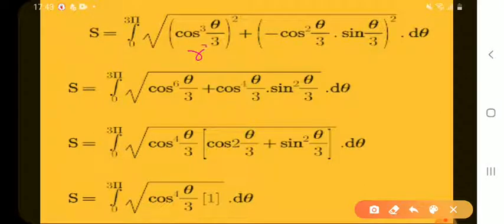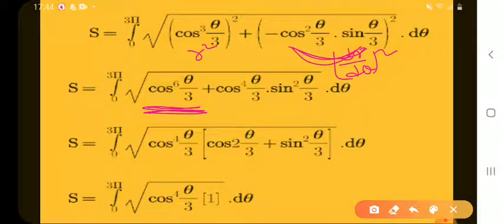This is r square, this is (dr/dθ) whole square. What is r? cos cube θ by 3 is our given r. So cos cube θ/3 whole square means cos^6 θ/3. And here we have two terms. First minus half whole square means plus (cos square θ/3) whole square, cos^4 θ/3, and sin θ/3 whole square means sin square θ/3.